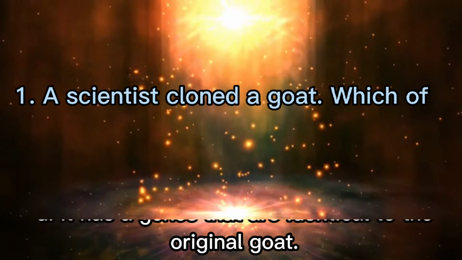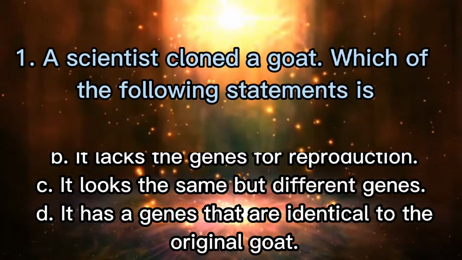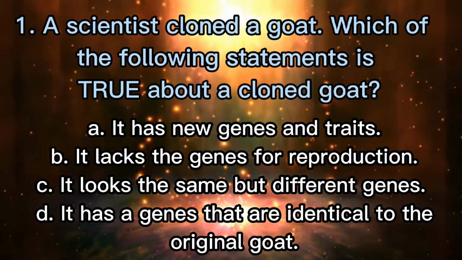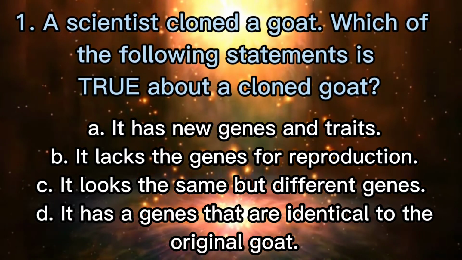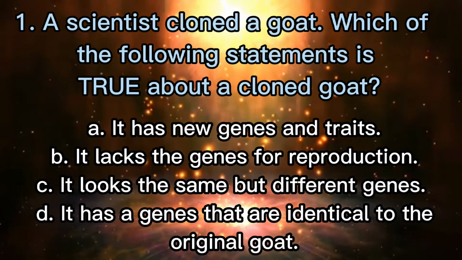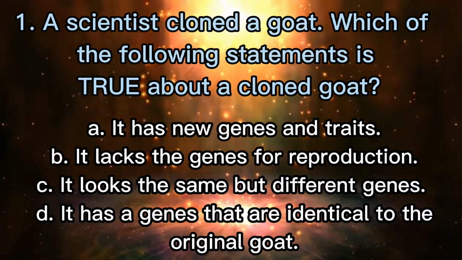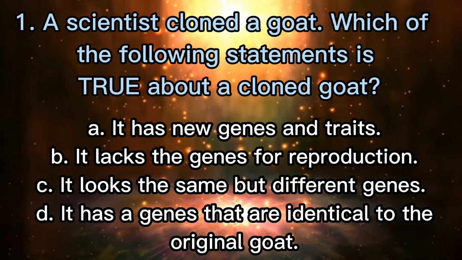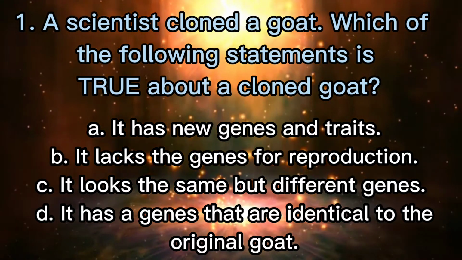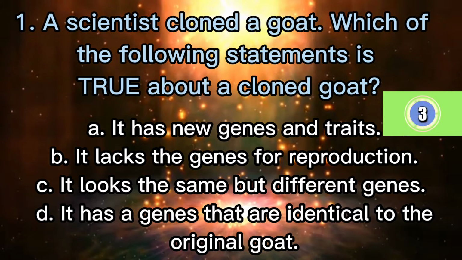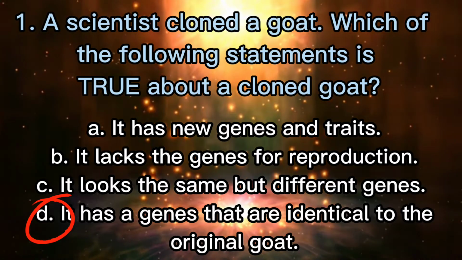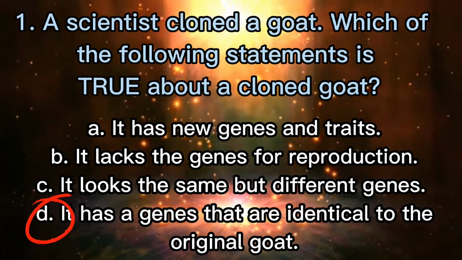Number 1. A scientist cloned a goat. Which of the following statements is true about a cloned goat? Letter A. It has new genes and traits. Letter B. It lacks the genes for reproduction. Letter C. It looks the same but has different genes. And letter D. It has genes that are identical to the original goat. Excellent! The correct answer is letter D.